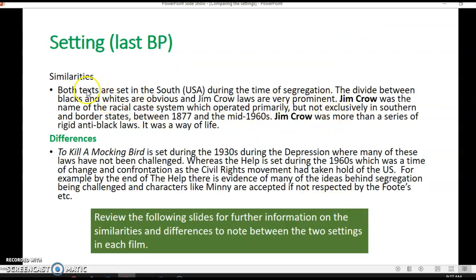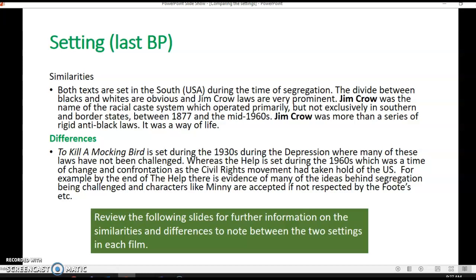So the similarities, both texts are set in the South during the time of segregation. The divide between blacks and whites are obvious and Jim Crow laws are very prominent. Jim Crow was the name of the racial caste system which operated primarily but not exclusively in the southern and border states between 1877 and the 1960s. Jim Crow was more than a series of rigid anti-black laws. It was a way of life.